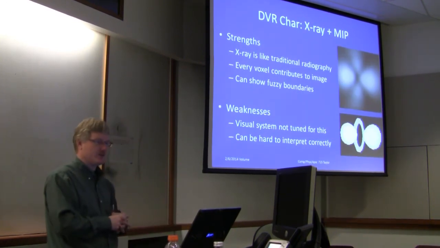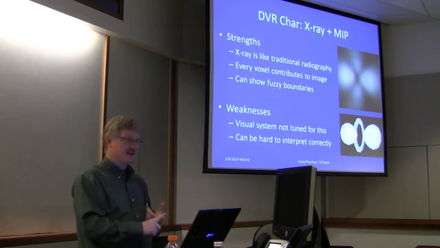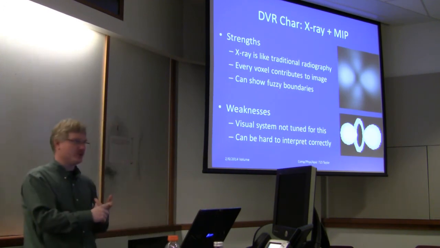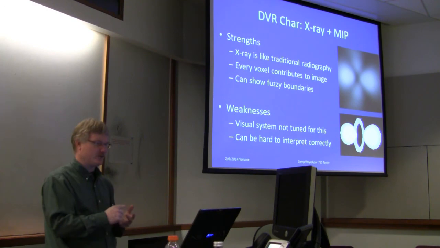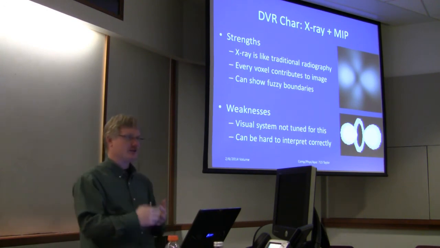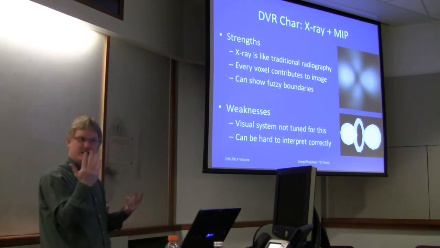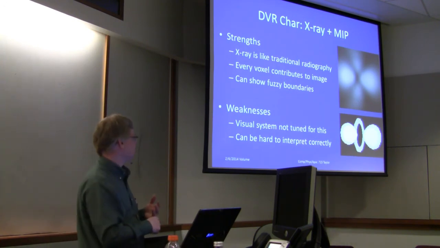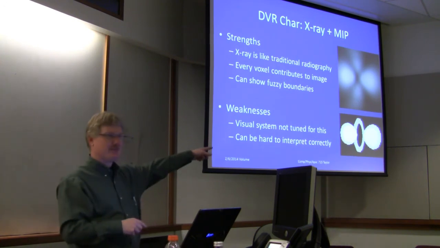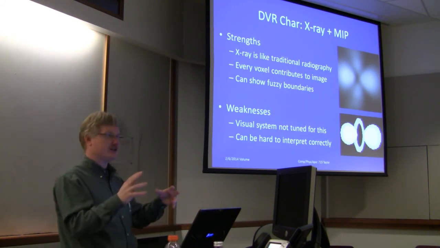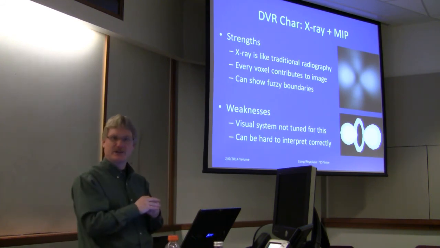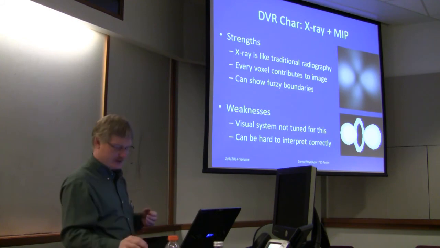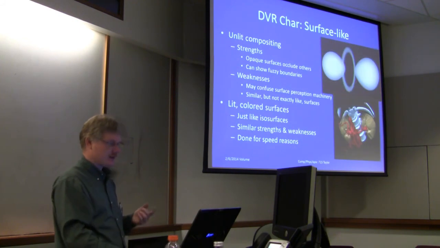So for direct volume rendering, the X-ray and MIP strengths: it's like a radiograph, and if you're used to looking at radiographs, that's useful. Every voxel contributes, so you can't hide some data in there and have it be completely removed. And it shows fuzzy boundaries. The weakness is we're going to see a shape in this that's due to the luminance variation that's not really a shape of the object, right? And so we're going to have issues with that.